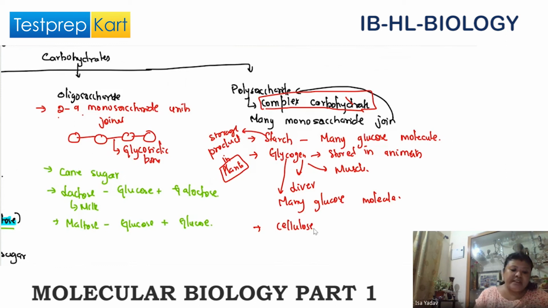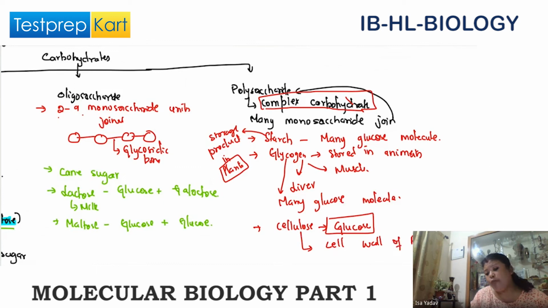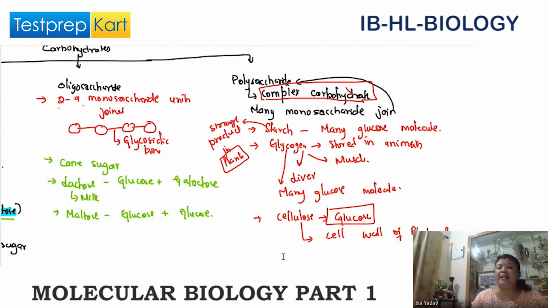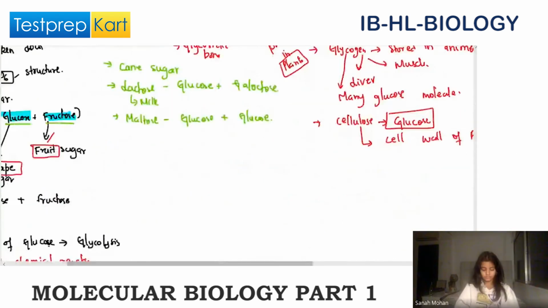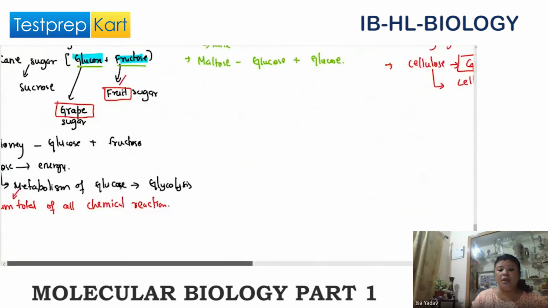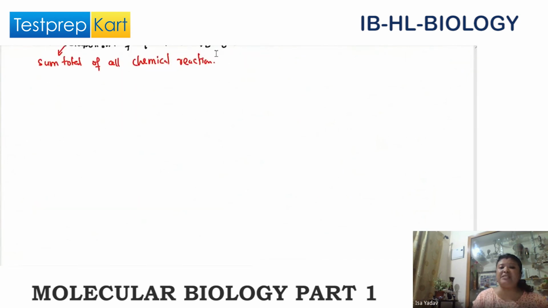Then cellulose. This is also a polysaccharide which is made up of glucose. Cellulose is found in the cell wall of plant cells. These are fibers. We humans do not have enzymes to digest the polysaccharide cellulose. This point is clear, Sana? Okay. Carbohydrates done.